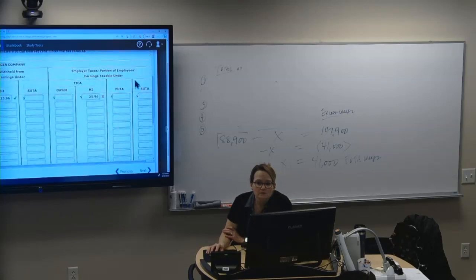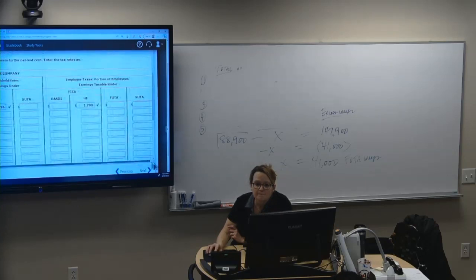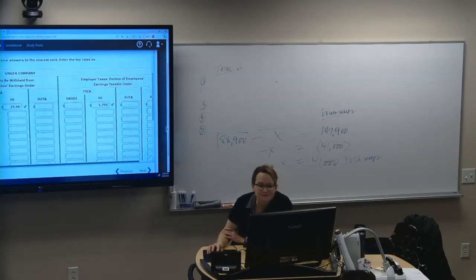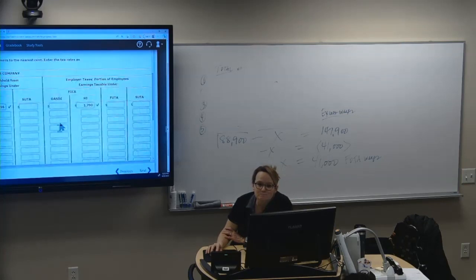Oh, wait. This is taxes to be withheld, and this is earnings taxable. This is earnings. So how much is taxable? 1790? They're asking two different questions. Yep, you're the bomb. I read that and missed it. Oh, that's all right. I read it the same way you did at first. And then also for FUTA and SUTA, how much is the earnings that are taxable?